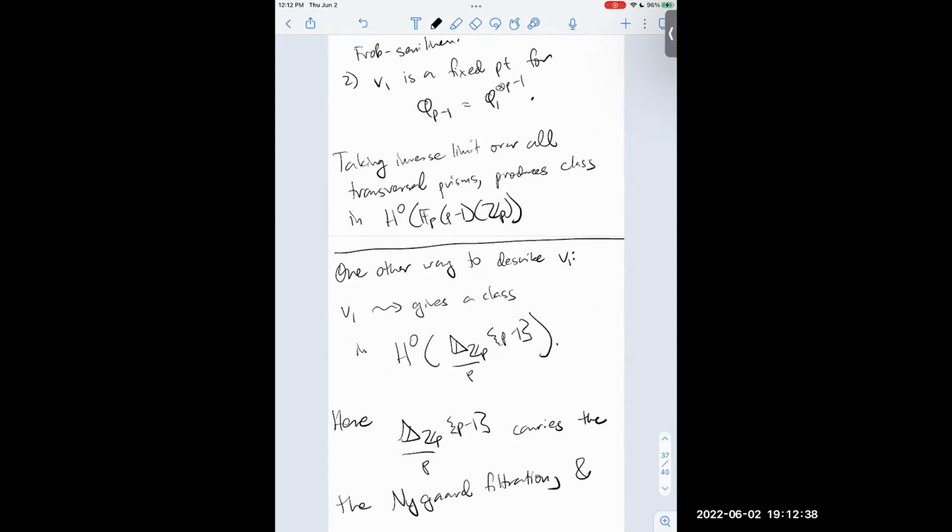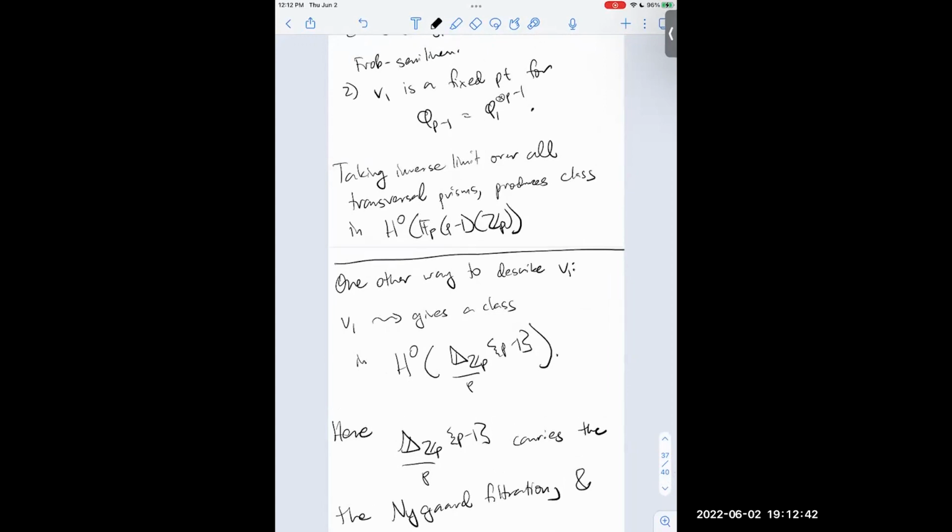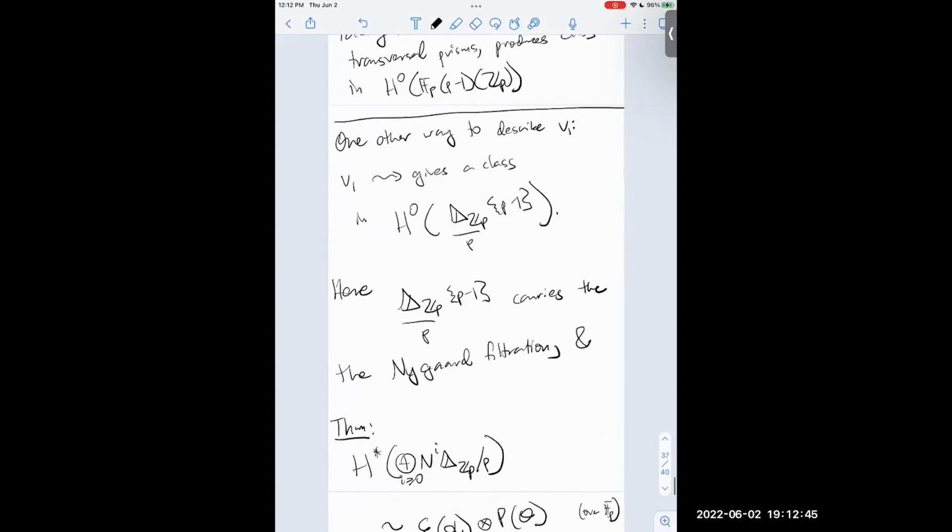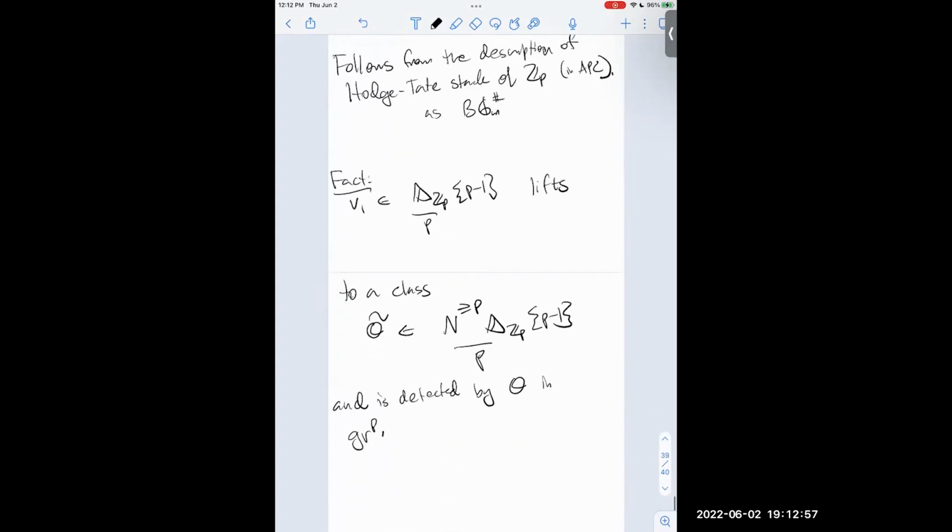One could directly write it down in terms of prisms, you can write it down directly for a prism, but you can also try to detect this class v_1 in the Nygaard filtration on the prismatic homology of Z_p. And the fact is that it's actually living in Nygaard filtration p and not in p+1, and you can detect it explicitly. It maps to a generator of the p-th Nygaard filtration. So this vector is also useful in the proof of this theorem.